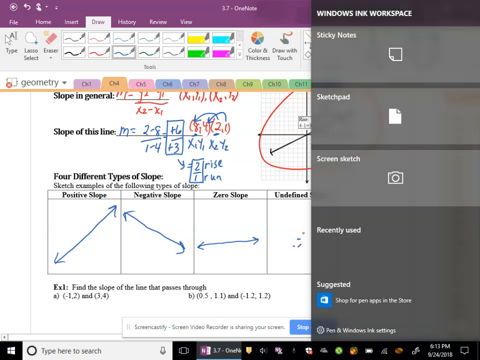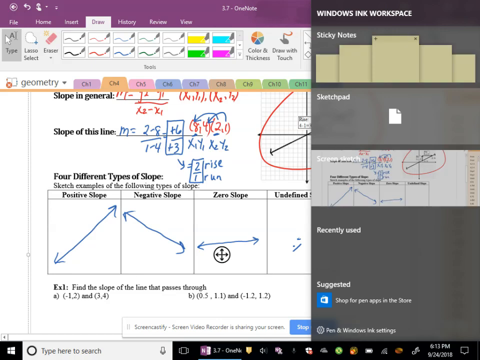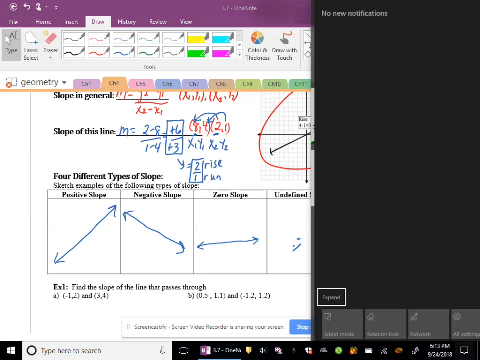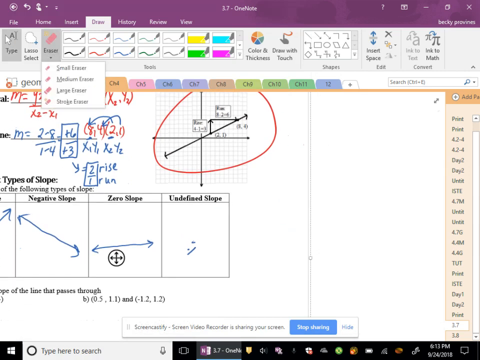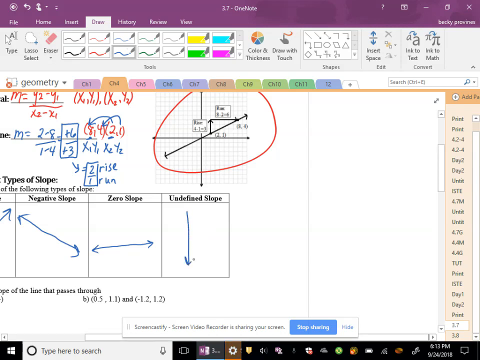And my computer's acting weird. Stop. Okay, here we go. My hand hits things where I don't mean to.